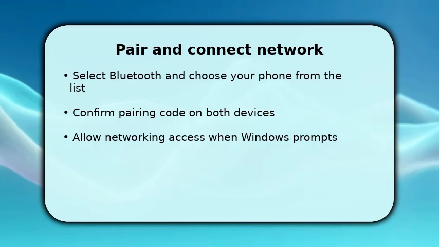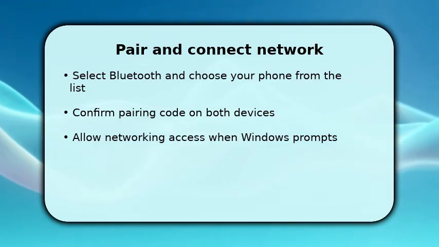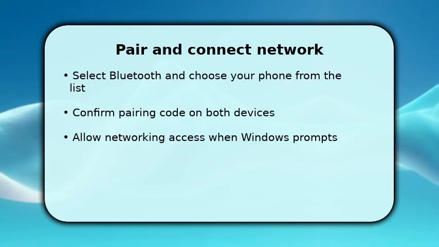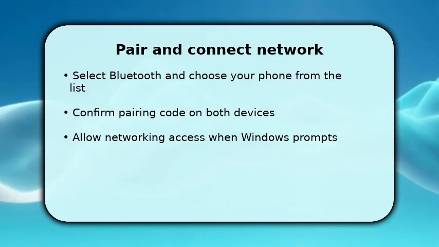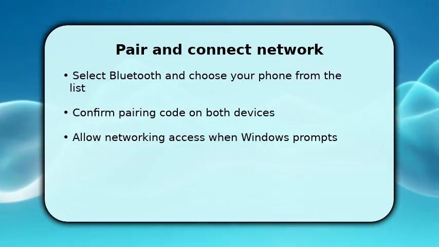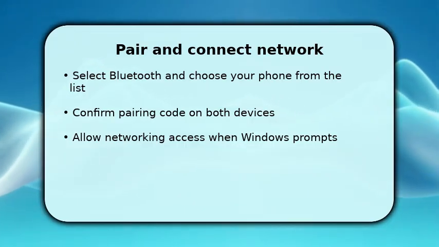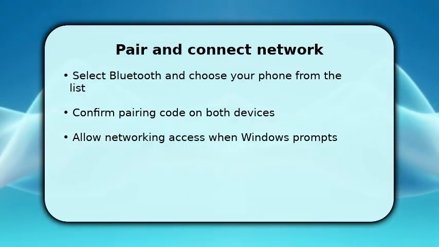Once paired, Windows may ask to allow the phone to be used for internet access. Approve that to create a PAN, Personal Area Network connection. If there's no prompt, open Control Panel, Network and Sharing Center to view active connections. The phone should appear as a Bluetooth network connection. This converts the pairing into a usable network route.